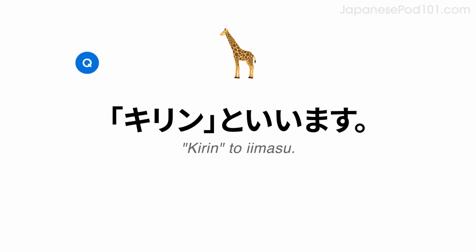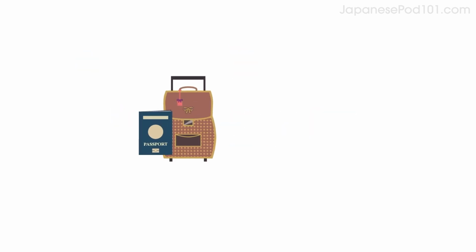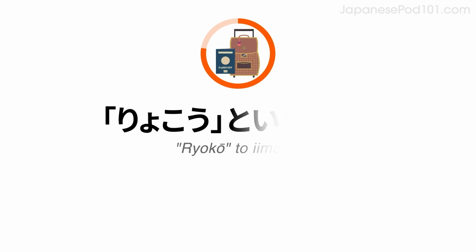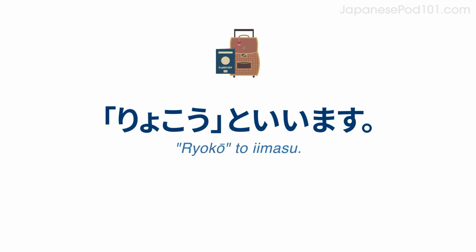これは何と言いますか？ キリンと言います。 Now imagine the word is travel. Do you remember how to say travel? 旅行。 Say, "It's travel." 旅行と言います。 Now answer the question saying it's travel.